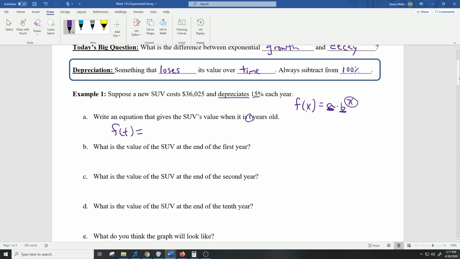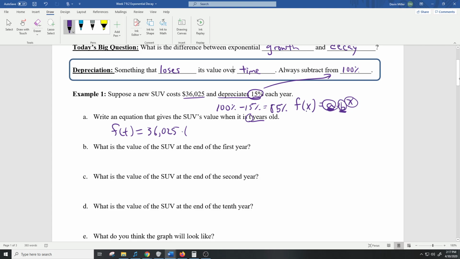So f of t, because you said to use t for years old, equals, well, what is the starting value? A, that is $36,025, times, I'll put this in parentheses, our b value, our growth factor. If it depreciates 15% per year, you always have to subtract that number from 100%. So we're going to go off to the side here and take 100% minus 15%. How much value is it actually holding every single year? That would be 85%.